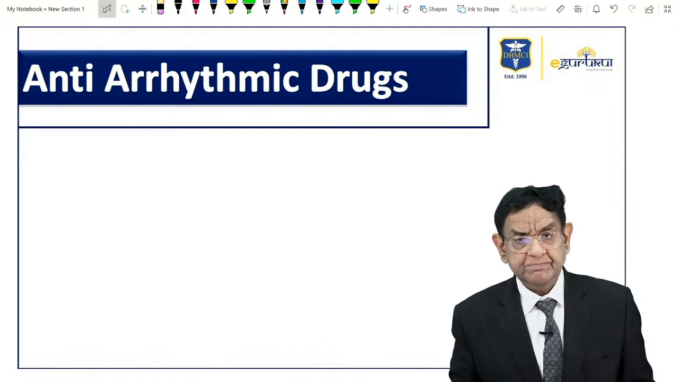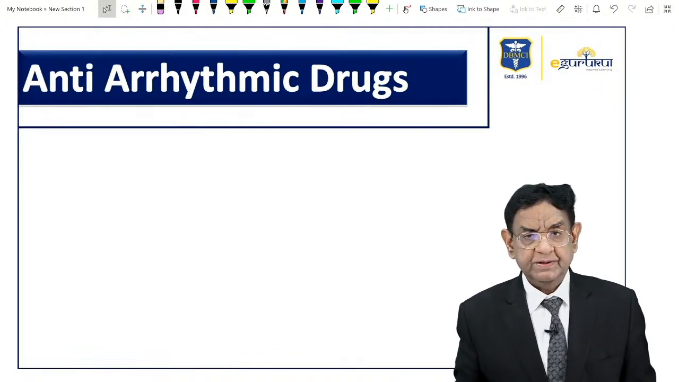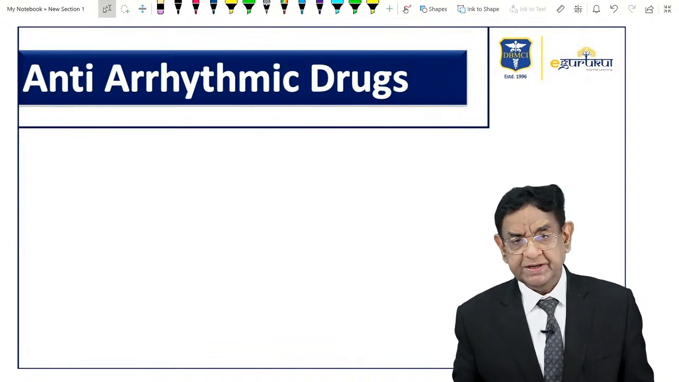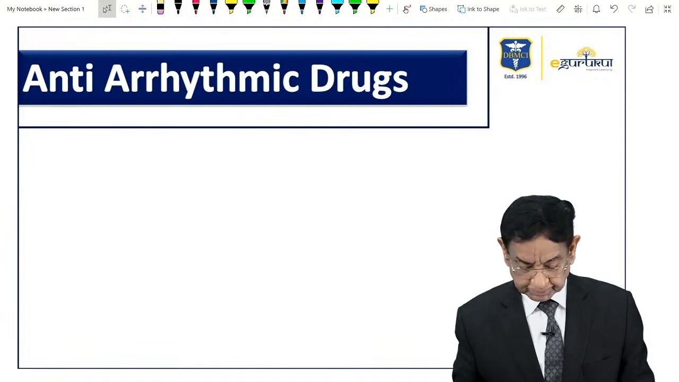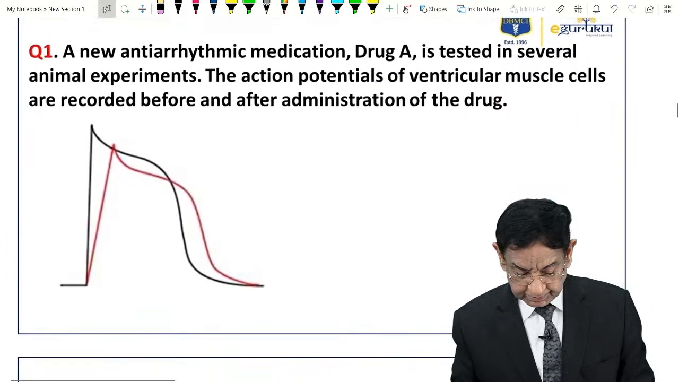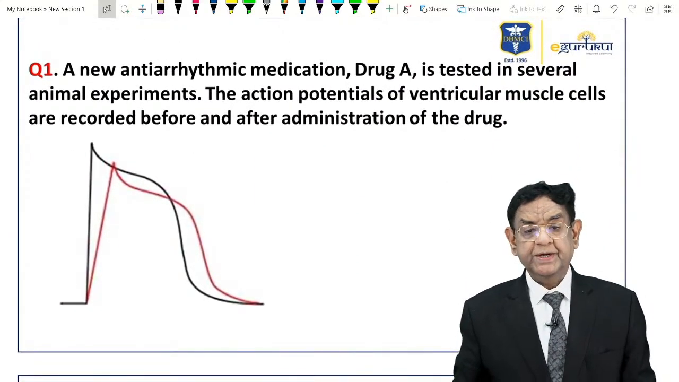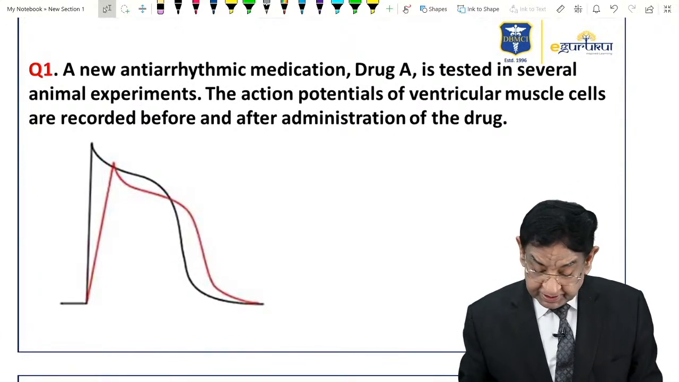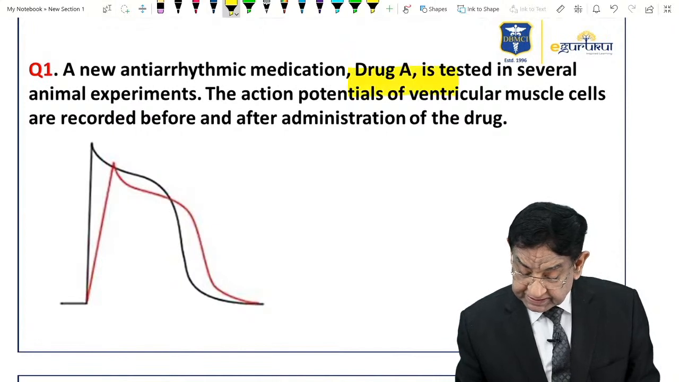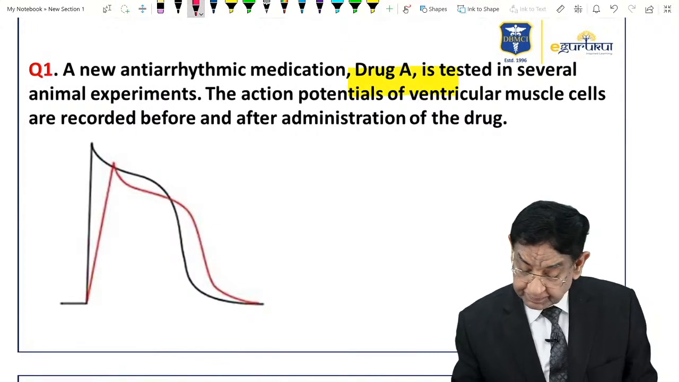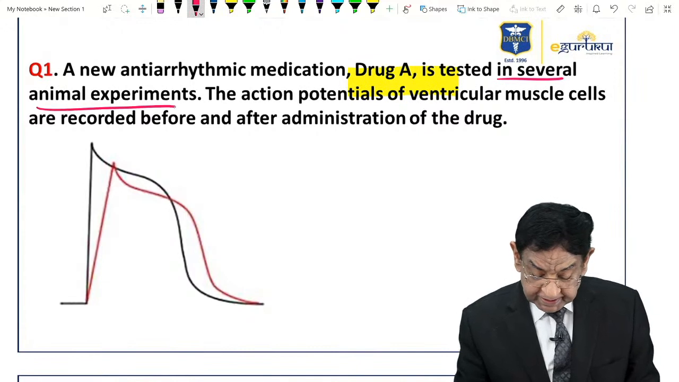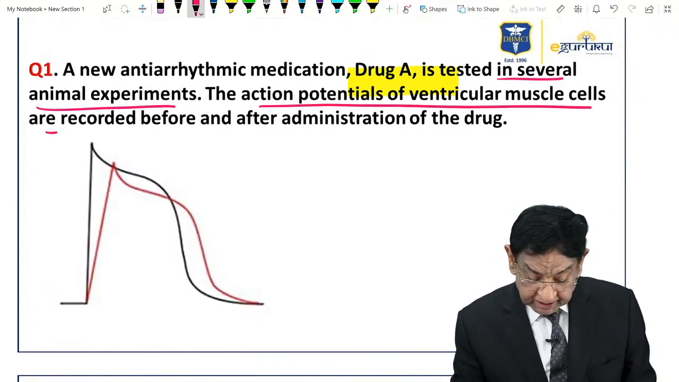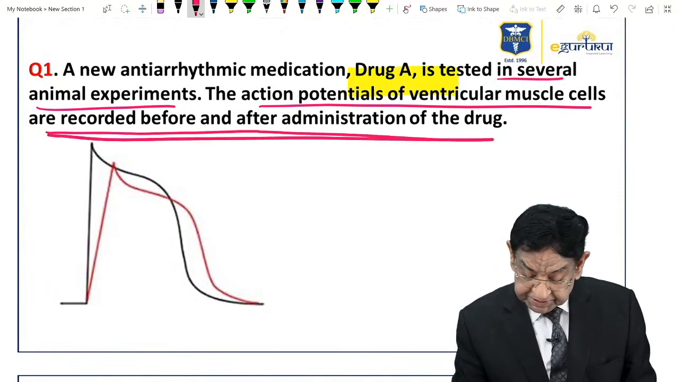Having learned the basic concept, now I'll be talking to you regarding antiarrhythmic drugs. A new antiarrhythmic medication, drug A, is tested in several animal experiments. The action potential of ventricular muscle cell are recorded before and after administration of the drug.